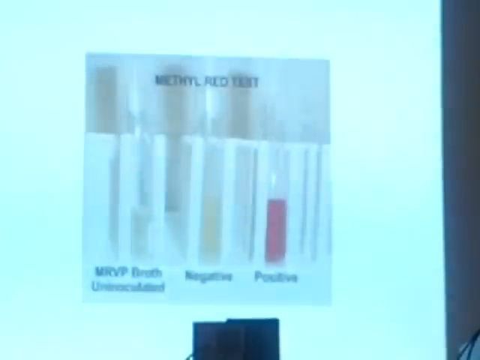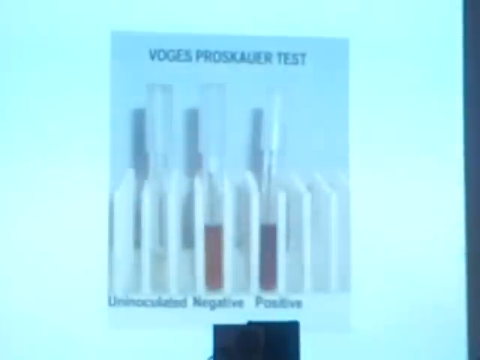Methyl red test. This is an MRVP. MRVP means methyl red and Voges-Proskauer, because they are integrated in the same tube. The bacteria to be tested against methyl red and Voges-Proskauer are integrated in the same tube. If it is negative, it remains yellow. If it is positive, it becomes red, right? So this is a positive reaction. Voges-Proskauer, uninoculated, negative, yellow; positive, pink to red. Here it is a deep red color. Usually it is pinker in color, Voges-Proskauer.